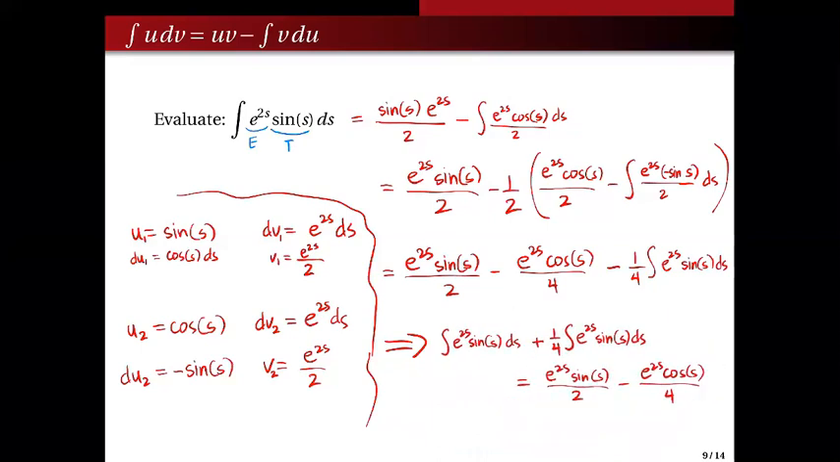So what will happen is that I have here this plus the 1/4. That becomes 5/4, correct? That's just 1 plus 1/4. So I will have 5 over 4 integral e to the 2s sine of s ds, that's equal to this same guy here.